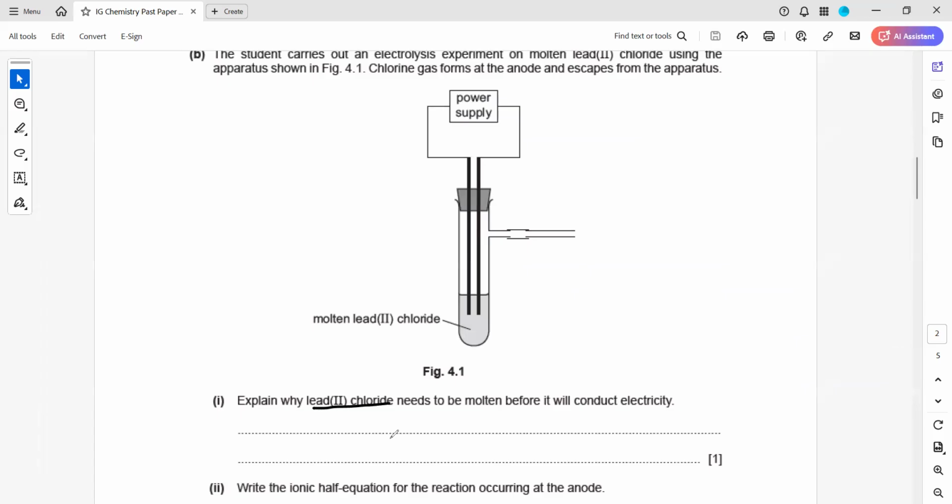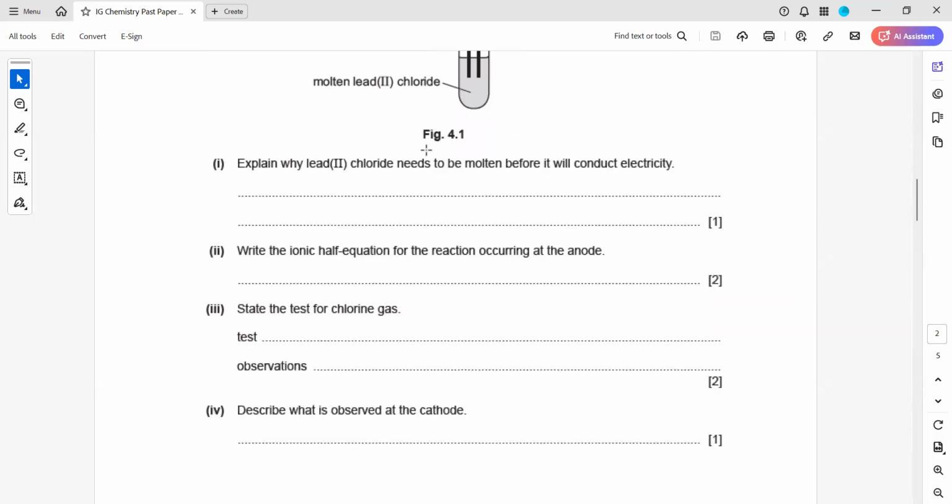Anyone want to say the answer? Yes. There would be free ions. To break the bonds, in the molten state, the ions will be free to move. When an ionic compound is in a molten state, the ions are free to move. So when the ions are free to move, it can conduct electricity, but an ionic compound in a solid state cannot.